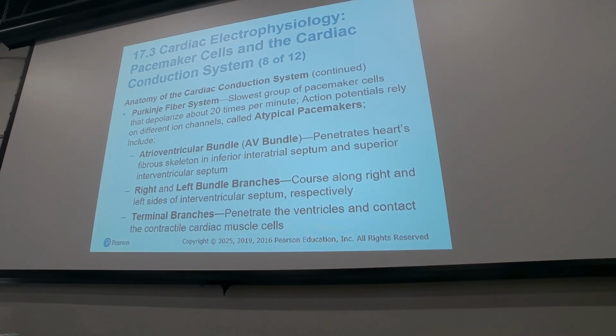The right bundle branch is going to provide this conduction system to the right ventricle, while the left provides it to the left side. And then from there you have the Purkinje fibers that go up from the apex into the base of the ventricles, so that you have a kind of wiring system that carries these action potentials so that every single muscular cell in your heart contracts.